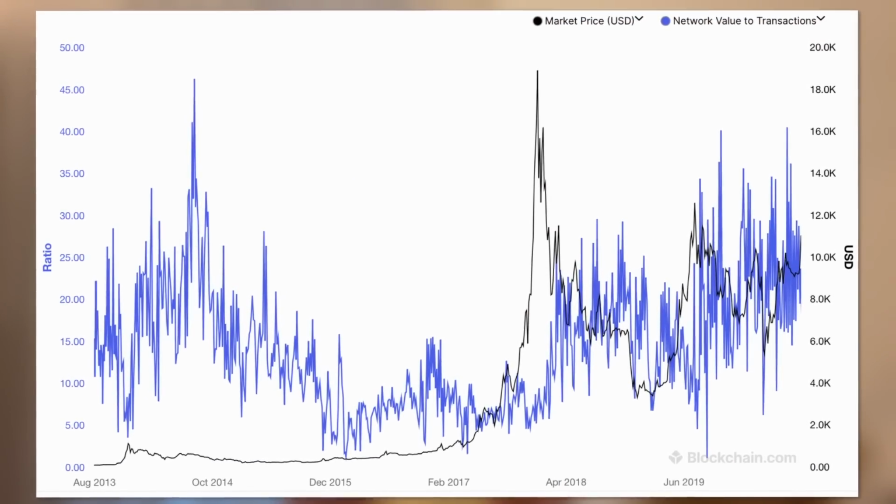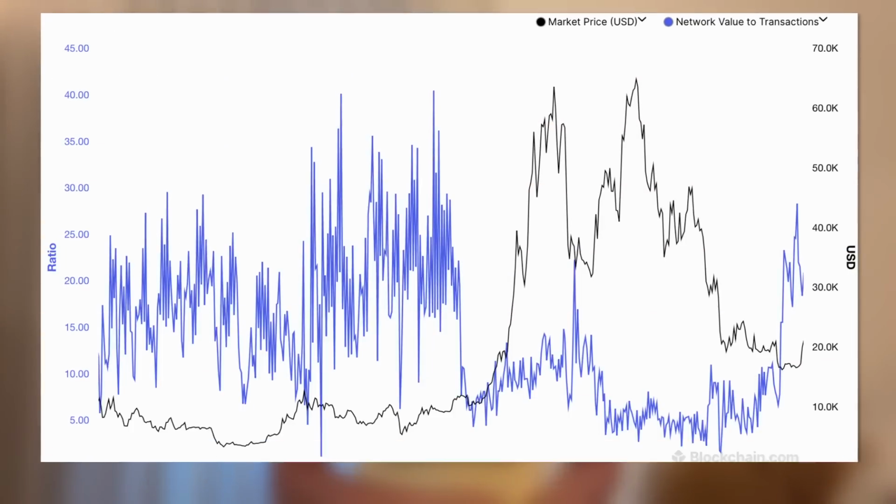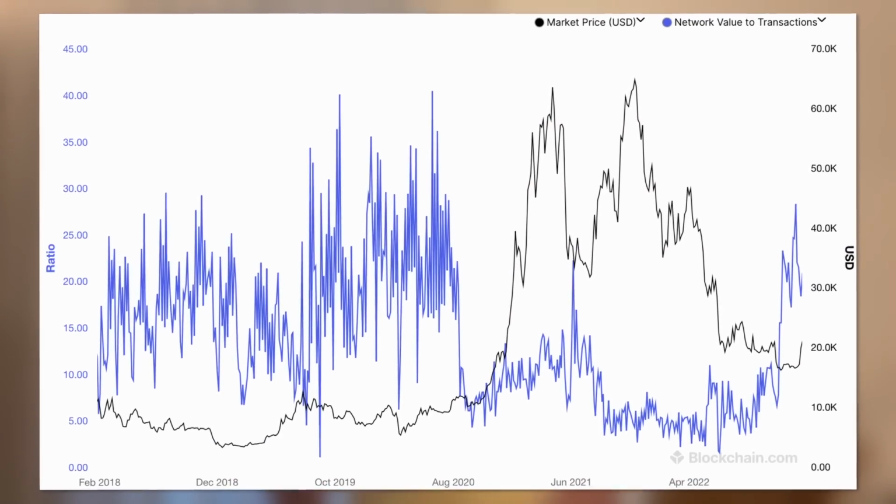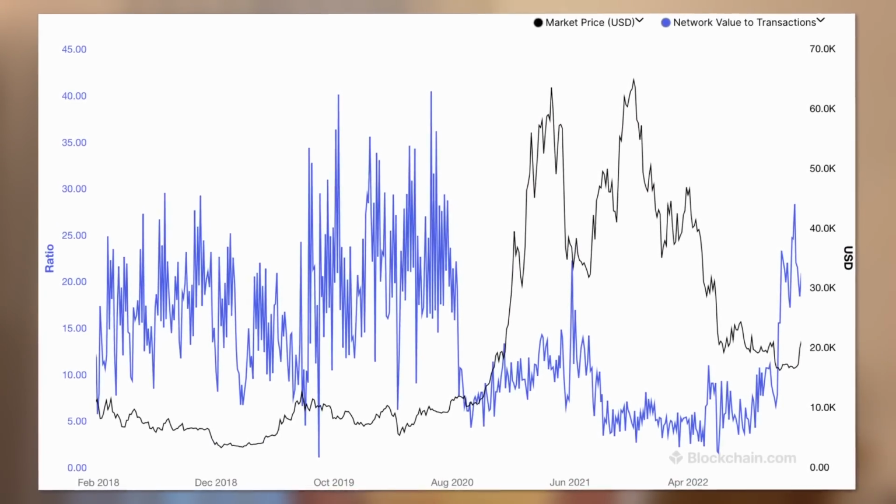In the 2017 bull run, NVT went insanely high before Bitcoin topped at 20,000. Smart traders sold. Retail held and got wrecked. 2021 crash, same story. NVT signaled Bitcoin was massively overvalued before it plunged from 60,000 to 30,000. But hey, retail traders kept buying the top. Are you seeing the pattern here?